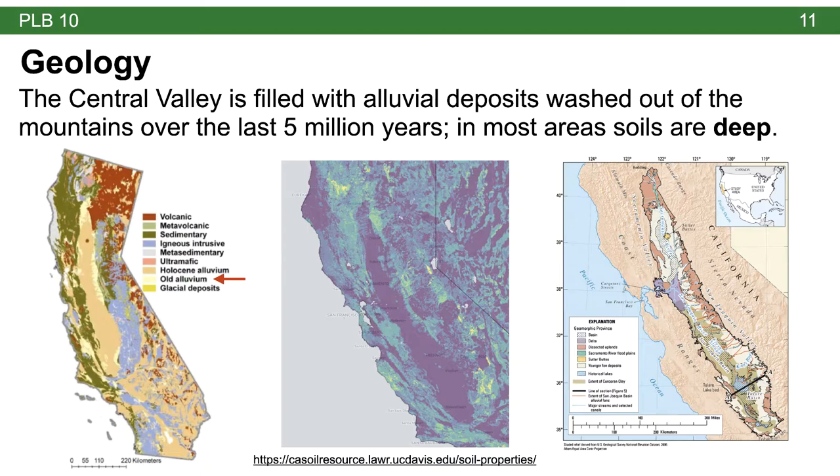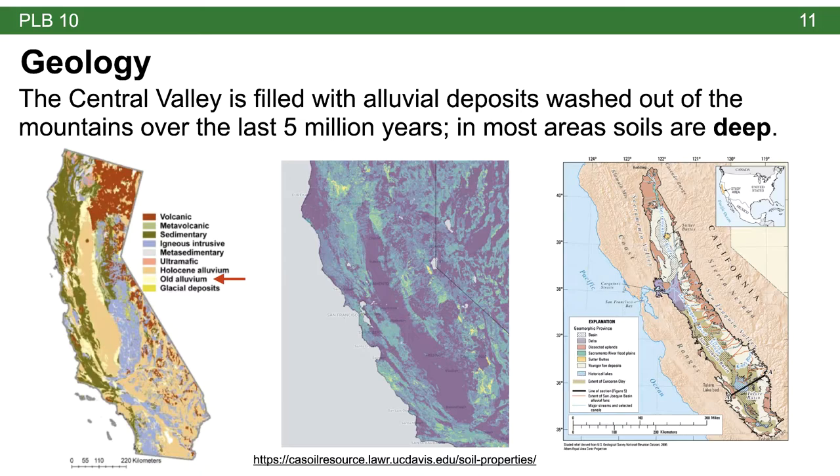If you look at the middle map, you can get an idea of the depth of the soils. And so you can see that the Central Valley has a rich depth of soil. And then of course, on the far right, it's important to realize that just because the Central Valley is filled with this old alluvium doesn't mean that the soil is consistent across the valley. In fact, there are many places that have some differences that make it more or less suitable to certain kinds of agricultural crops.